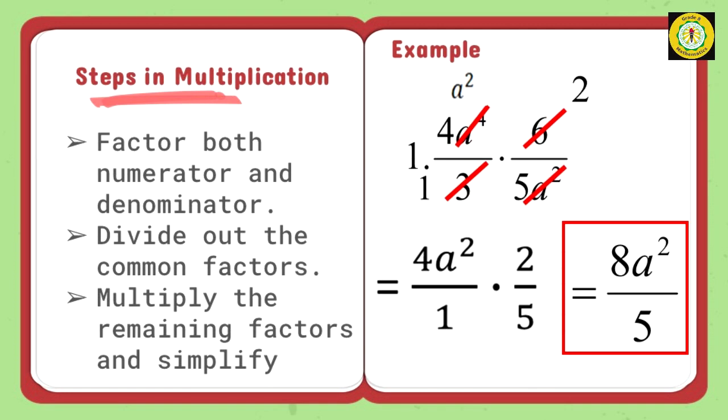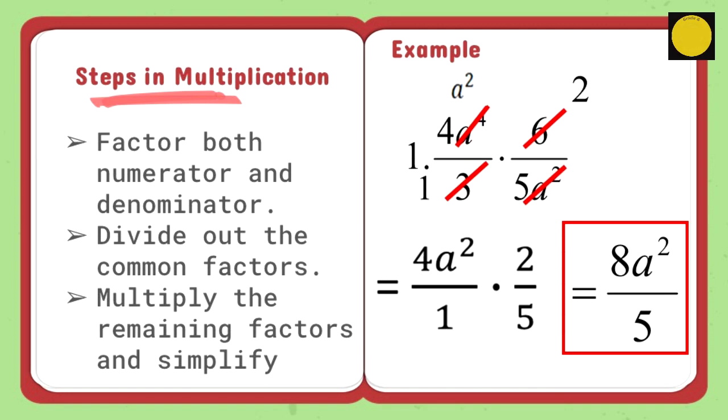For example, 4a to the 4th power over 3, multiply to 6 over 5a squared. Subtract the exponents: a to the 4th power minus a squared. The answer is a squared.